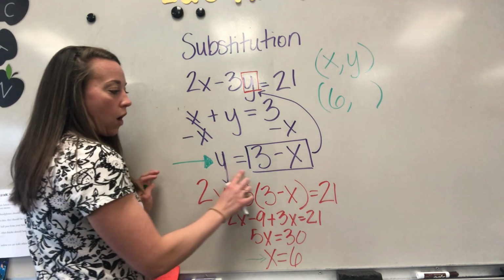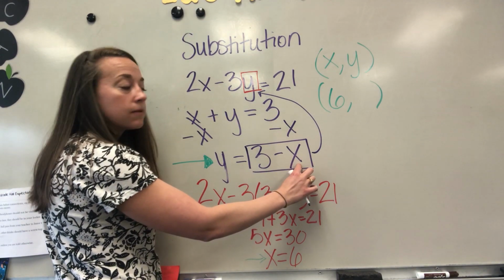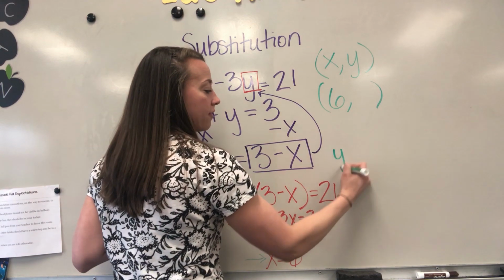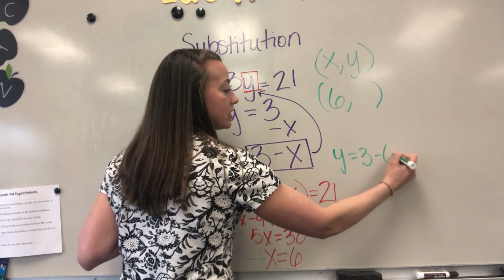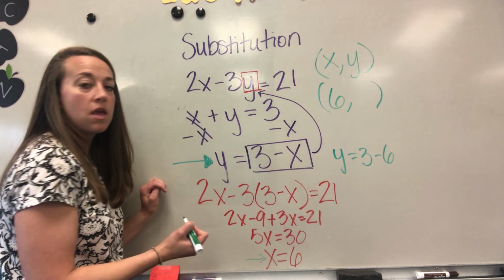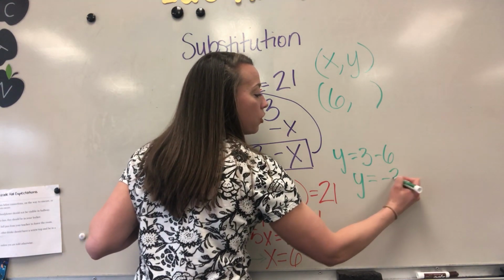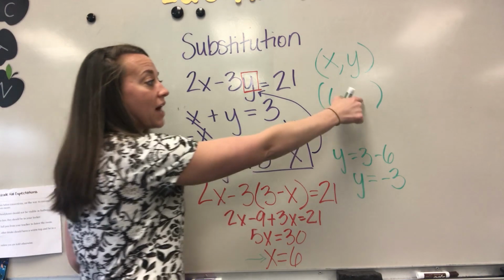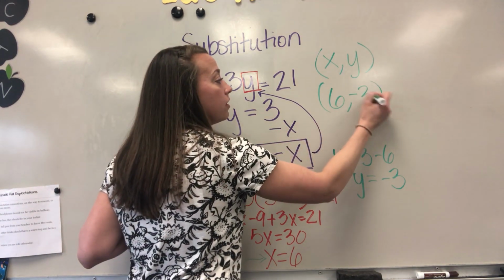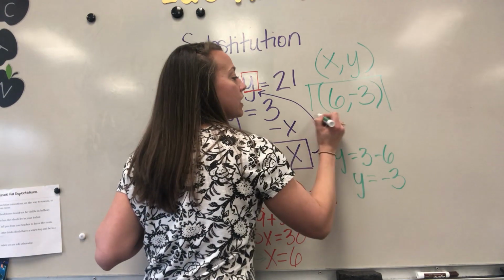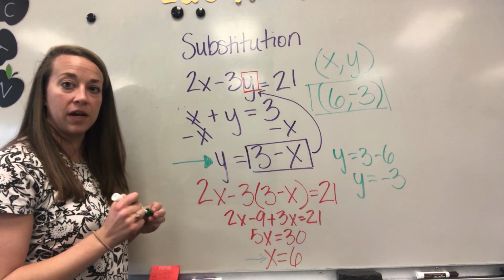So this equation says y equals 3 minus x. So I'm going to take my x value of 6 and I'm going to put it here. So y is going to be equal to 3 minus 6. Okay? So that means that y is going to be equal to negative 3. So that's the y coordinate of my answer. So my final answer is the point 6 comma negative 3.